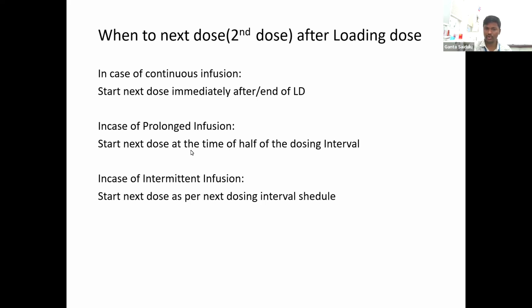But in the case of prolonged infusion, like ICU patients and septic shock patients, start the next dose at half of the dosing interval. Suppose the meropenem dosing interval is 8 hours. You give the loading dose now, then you can give the next dose after 4 to 6 hours, not after 8 hours. Because to maintain the minimum drug level, you have to give the next dose as soon as possible, at least at half of the dosing interval. If you give the loading dose now, the next dose should not be after 8 hours; it should be after 4 to 6 hours if you practice prolonged infusion.